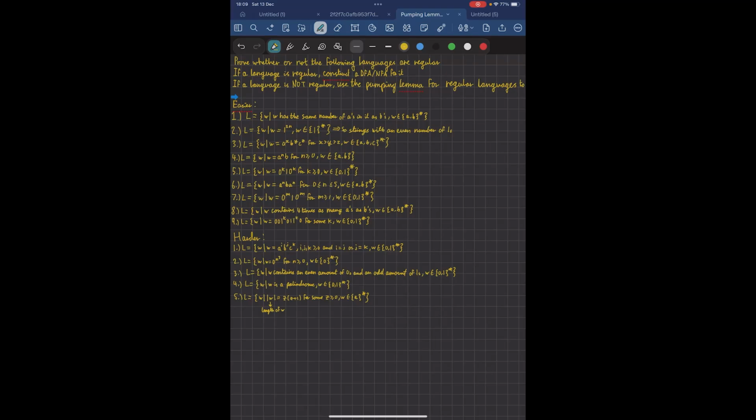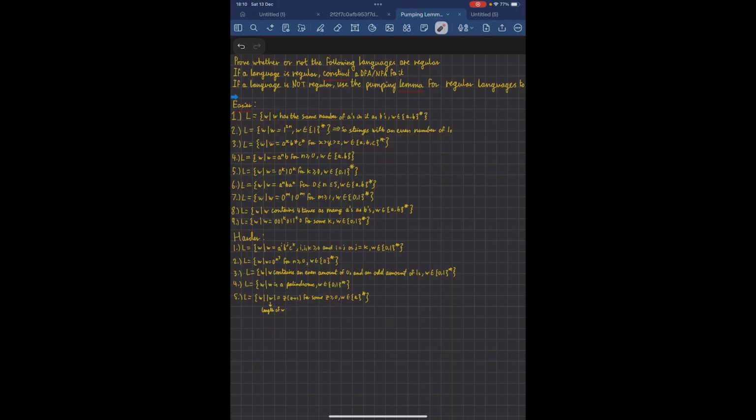Okay, so next we're going to go over the questions that I made earlier. So the questions ask us to prove whether or not the following languages are regular. If a language is regular, we need to make a DFA or NFA for it. And if it's not regular, we use the pumping lemma to prove that.